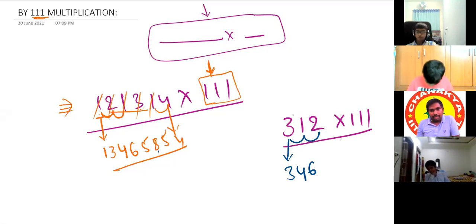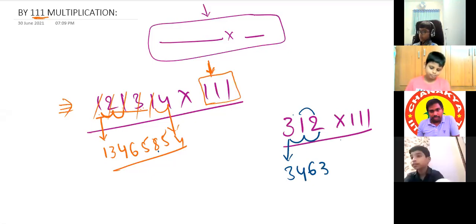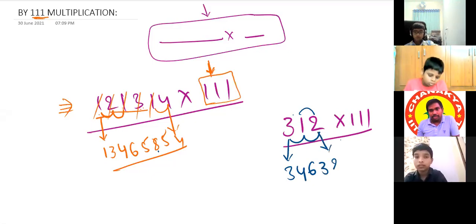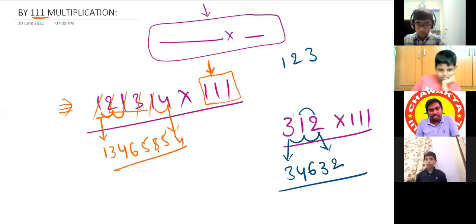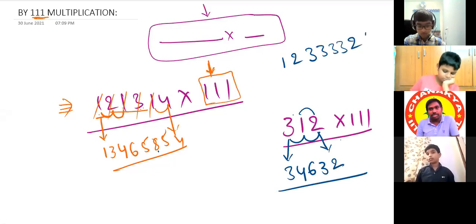Next take the next 2 digits only: 1 and 2 is 3. And take the last digit as it is, 2 again. Okay, sir, now I understood. One digit, 2 digits, 3 digits. After reaching 3 digits, every 3 consecutive digits, and at the end 2 digits and 1 digit again.